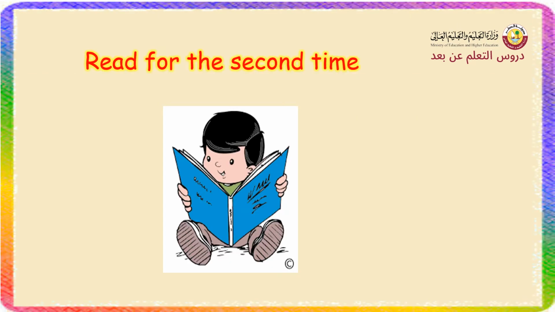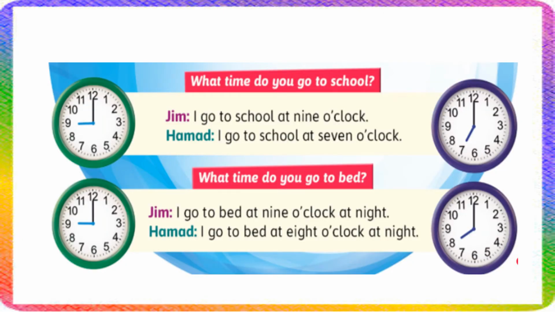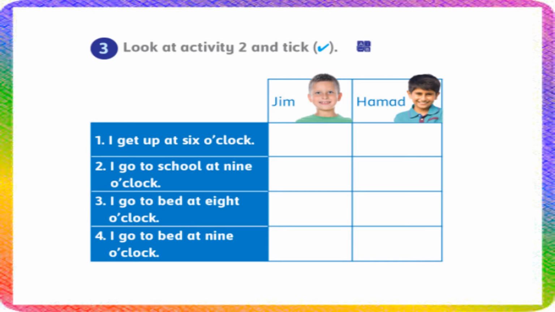Great job. Read for the second time. What time do you go to school? I go to school at 9 o'clock. I go to school at 7 o'clock. After reading the lesson, you can do activity number 3.